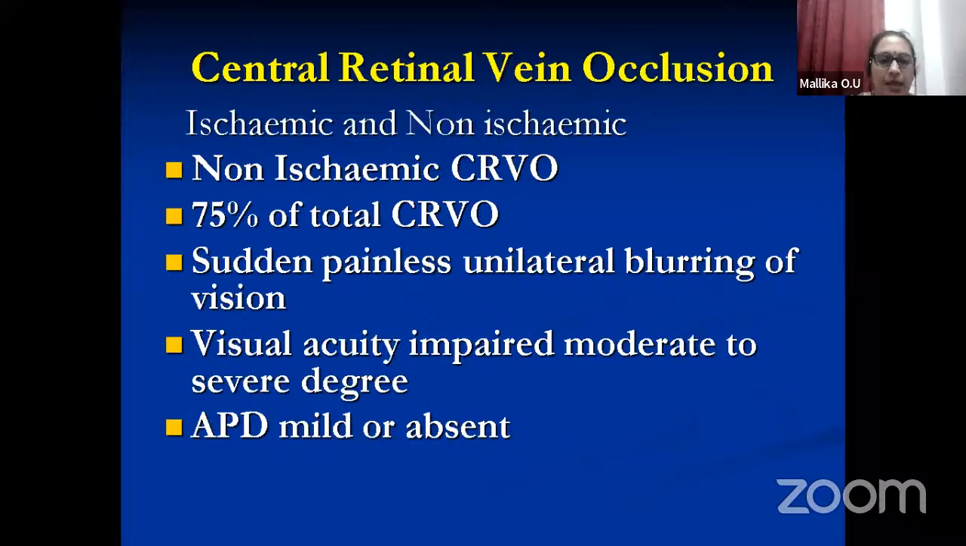So there may not be an afferent pupillary defect or an RAPD, that is a relative afferent pupillary defect in the affected eye, and in non-ischemic central retinal vein occlusion, and even if it is present, it is only mild.